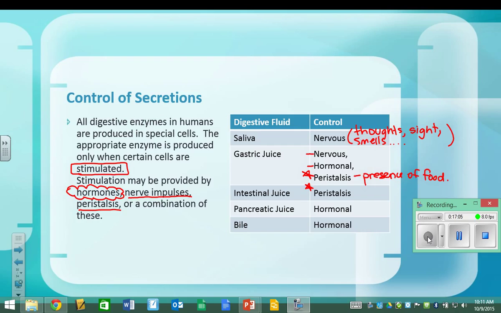Now, like I said, the three that have a hormone involved, gastric juice, pancreatic juice, and bile, we'll do a separate little slide about them so I can talk to you a little bit more detail about what's happening. So before we do that, does anyone have any questions they want to ask here?